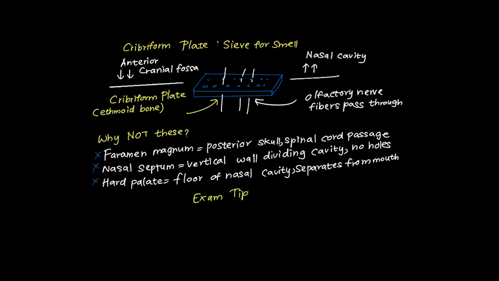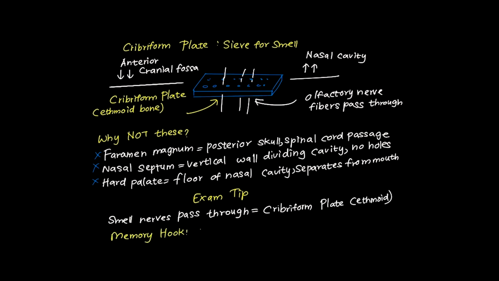Here's a WGU D312 OA exam tip for you. Olfactory nerve fibres passing from nose to brain equals cribriform plate of the ethmoid. The word cribriform literally means sieve-shaped. Quick hook: cribriform equals form of a sieve, for smell nerve fibres.